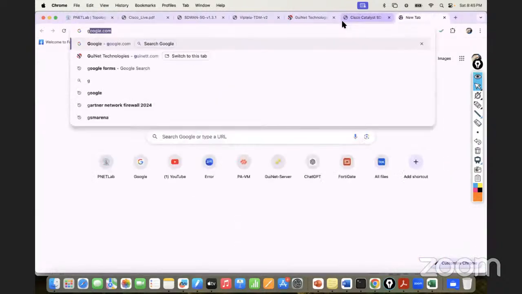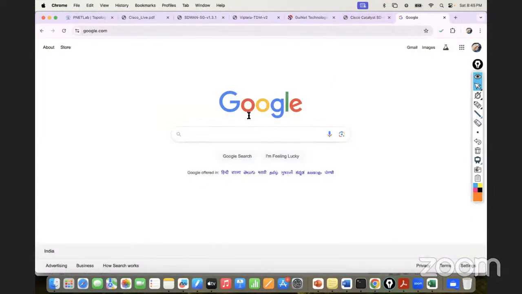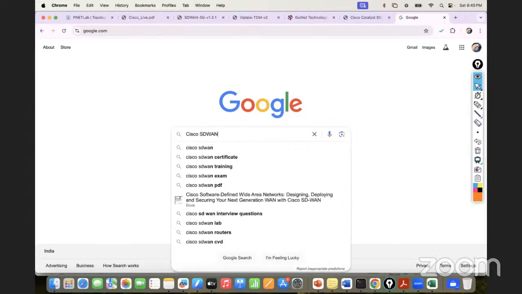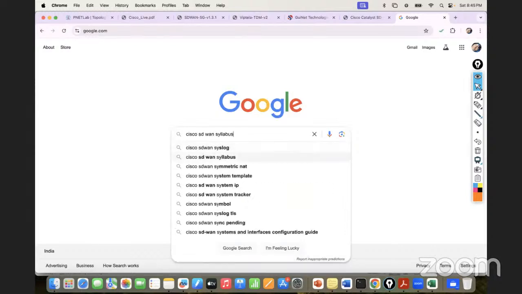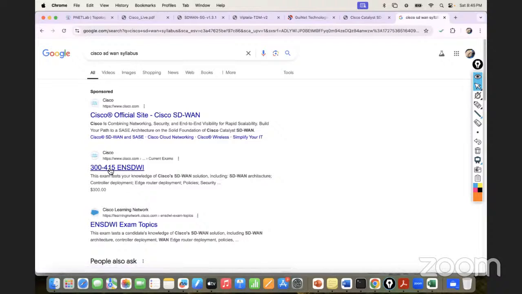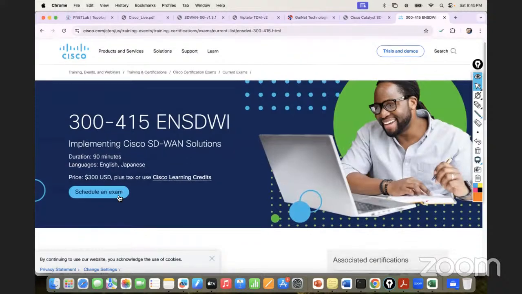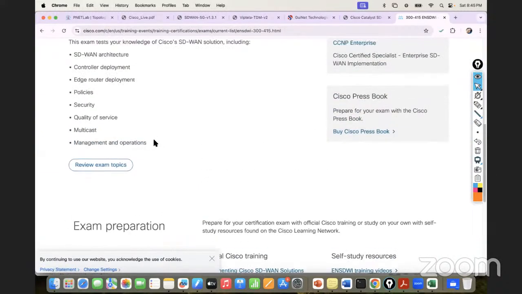What curriculum you are going to cover in this particular session is also most important for us. Cisco SD-WAN syllabus. So this is your exam. If you want to give the exam, you have to book the exam. The exam code is 300-415, known as ENSDWI. The exam fee is $300 US. You can see the 90-minute duration for the exam. This exam is available in English and Japanese, and you can schedule the exam directly here. And these are the exam topics.